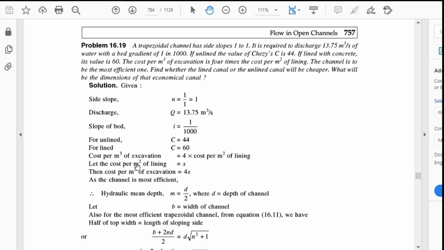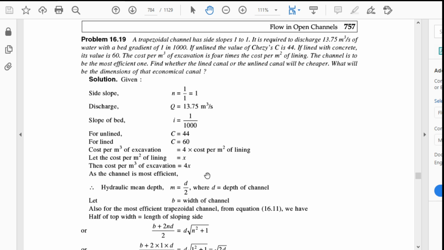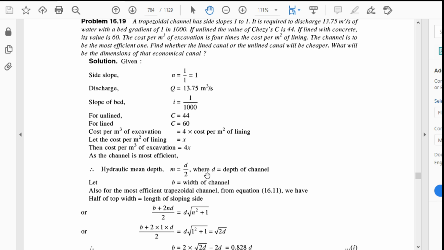Cost per meter square of lining is x. So the cost of excavation becomes 4 times x. Cost per meter cube of excavation becomes 4x. Now they have also mentioned that the channel is to be the most efficient one.